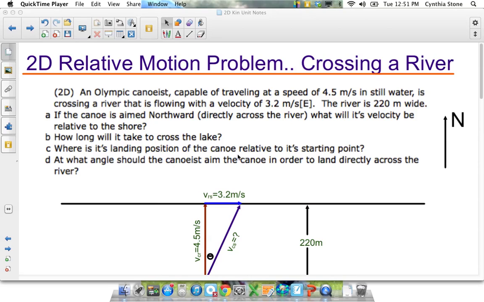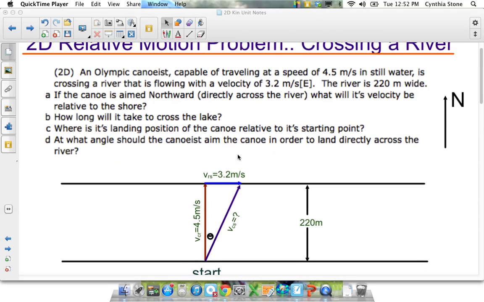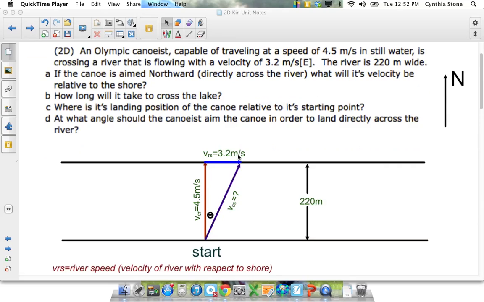2D relative motion. Now we're talking not planes, trains, or automobiles, but a boat or canoe crossing a river. This is another very typical old school physics problem. So what you've got here is, imagine the two black lines represent my river.